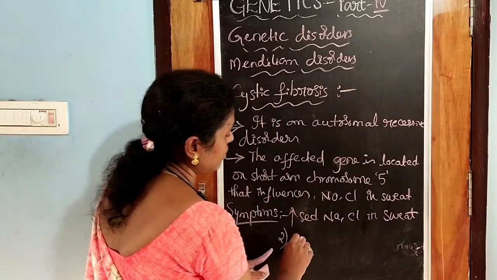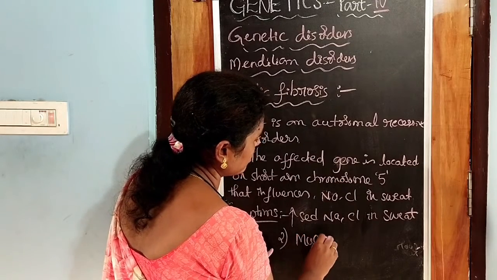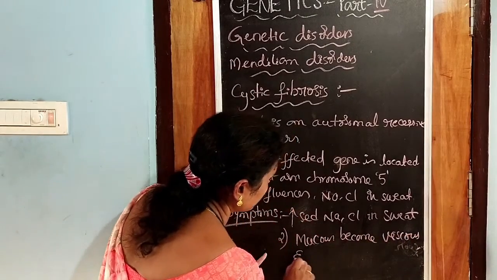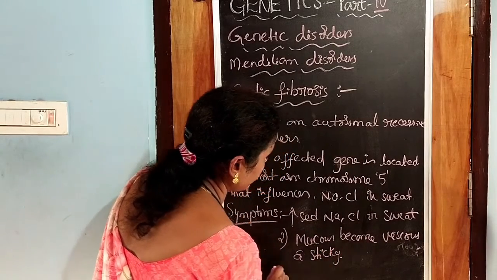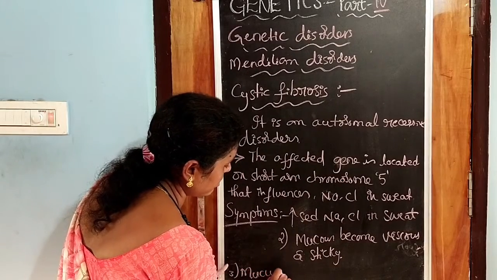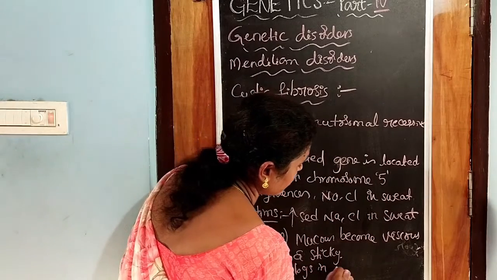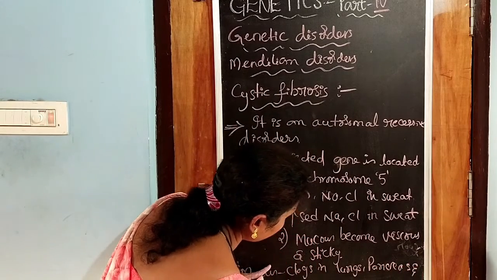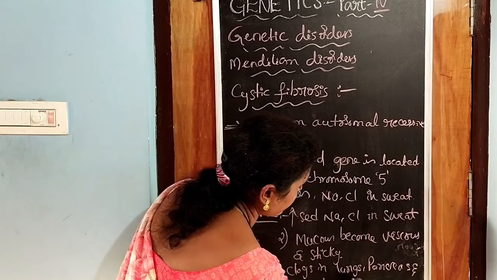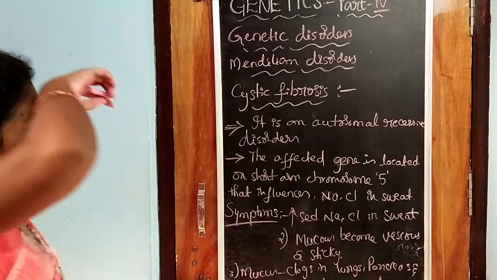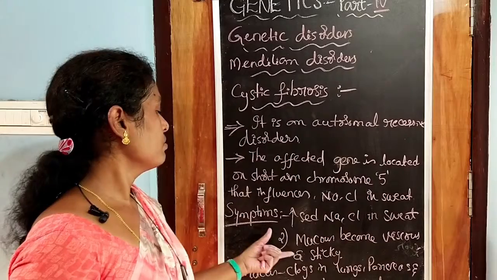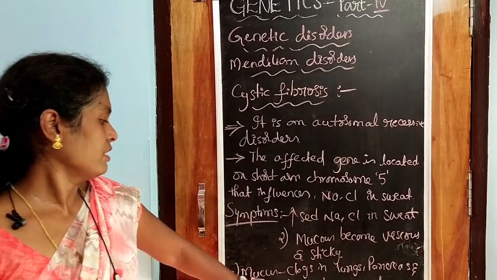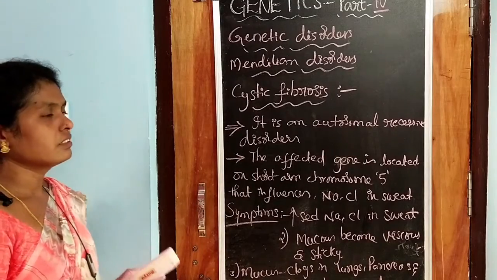The second symptom is that mucus becomes viscous and sticky, and the mucus clogs the lungs, pancreas and alimentary canal, etc. These are the symptoms: increased sodium and chloride in sweat, and mucus that becomes viscous and sticky and clogs the lungs, pancreas and alimentary canal. So this is about cystic fibrosis.